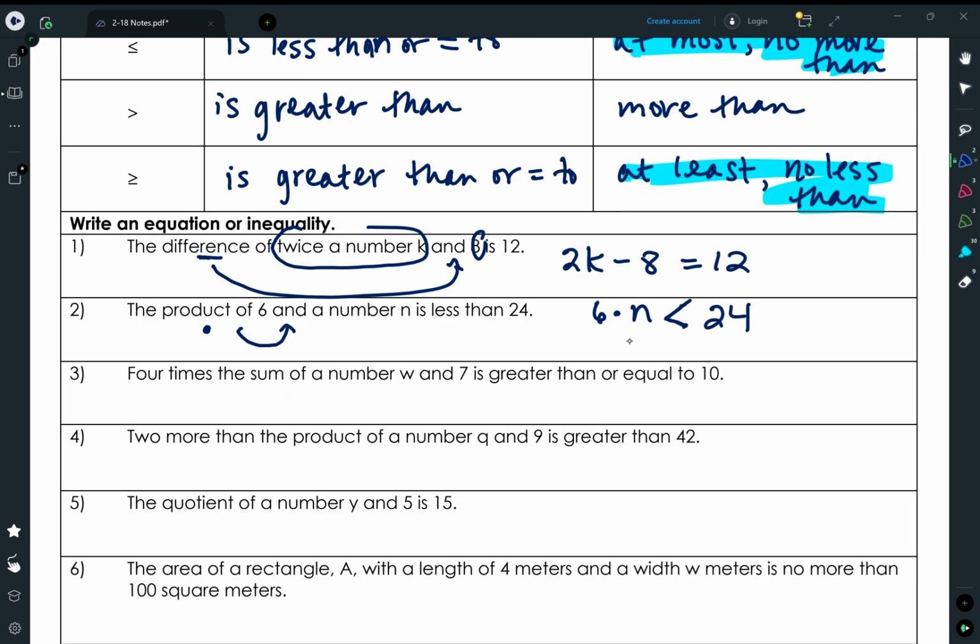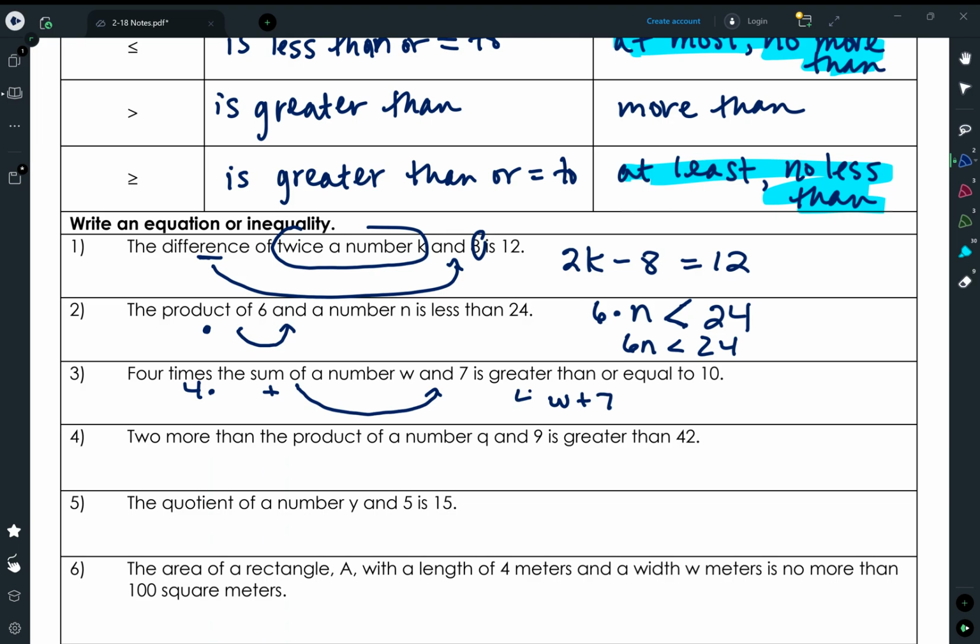I could also write this just 6n less than 24. 4 times the sum, so 4 times, and then the sum of. Sum means I'm adding some things. So the "of" tells me it's coming up, the "and" is where it goes. So I'm adding a number w and 7, so w plus 7, but then I'm taking that entire sum and I'm multiplying it by 4.